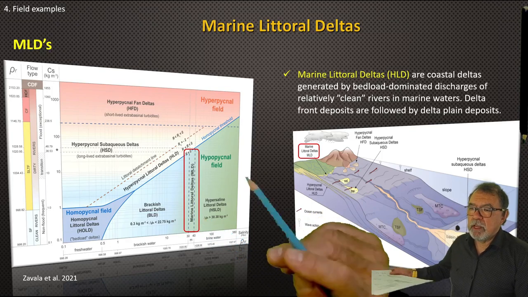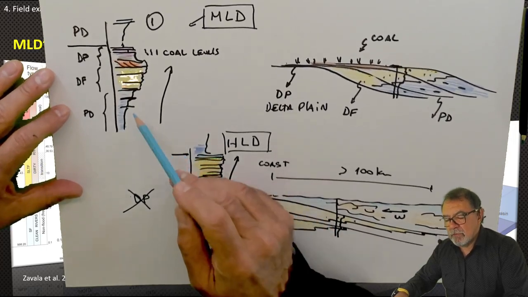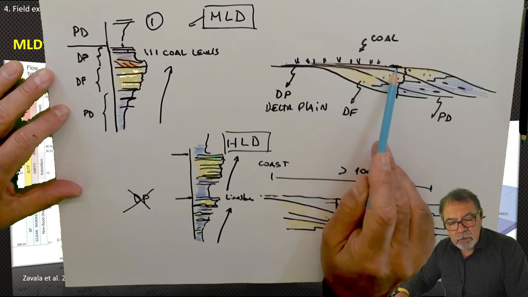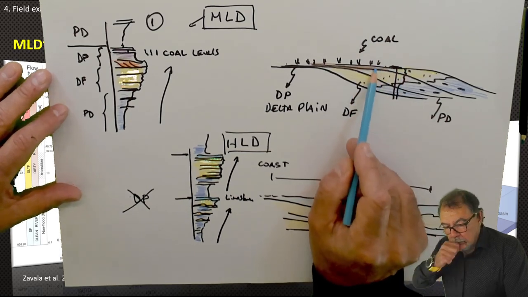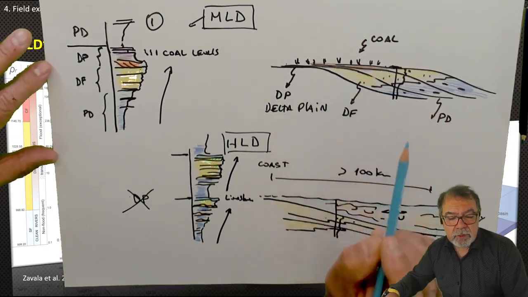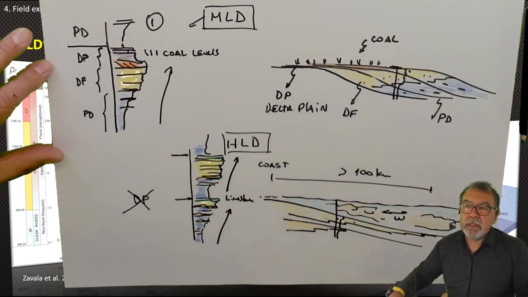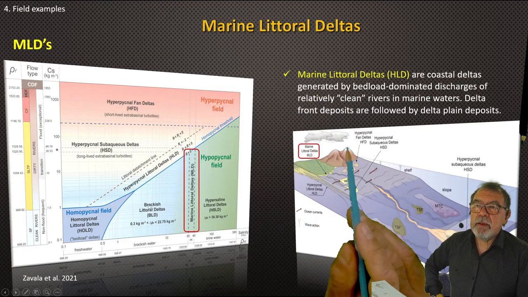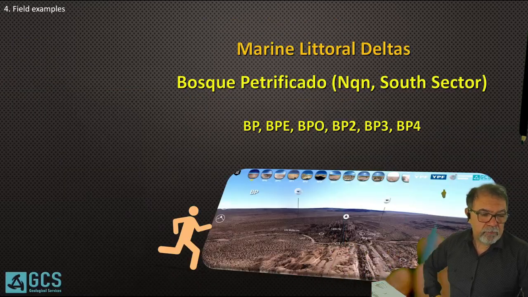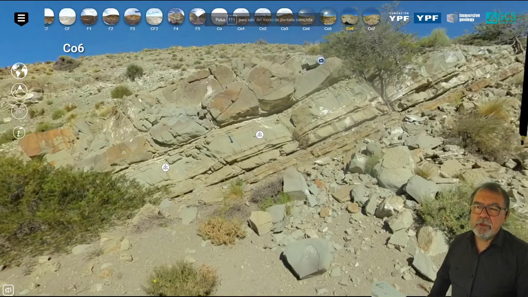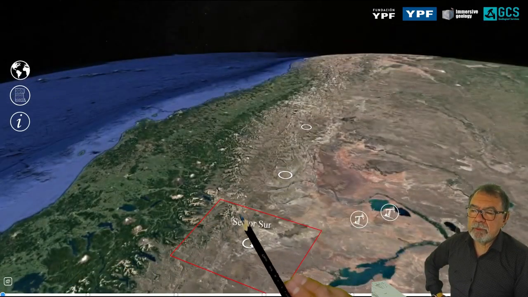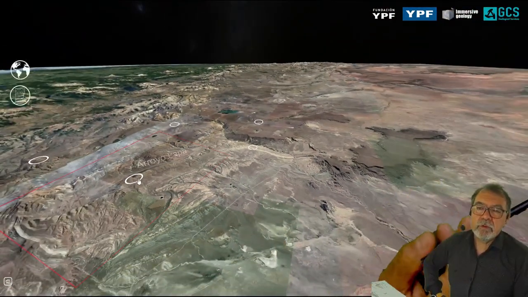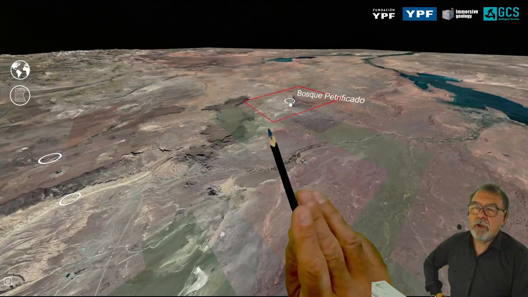As we discussed previously, in marine littoral deltas, one characteristic feature is that we are very close to the land, so at the top of the progradational part of the delta we have subaerial processes, suggesting that these are really coastal deltas. Let's see now an example of these marine littoral deltas from the Neuquén Basin. For that, we are going to move into the southern part of the Neuquén Basin, to the Bosque Petrificado area.